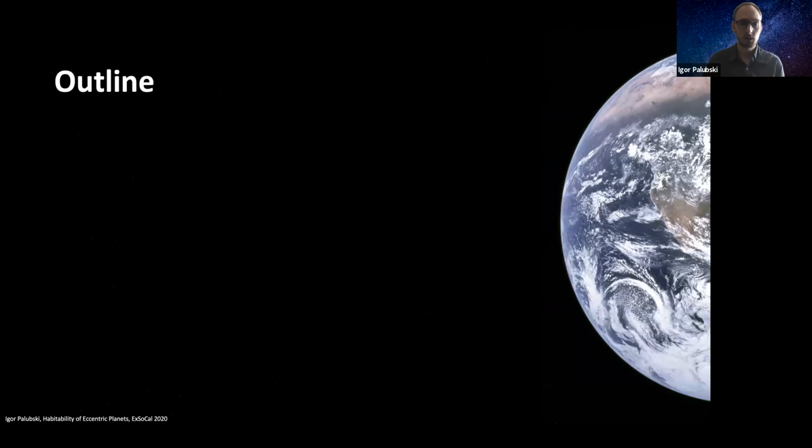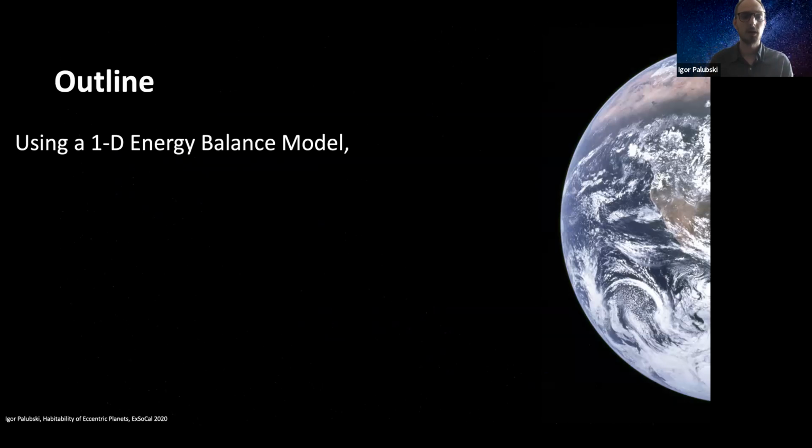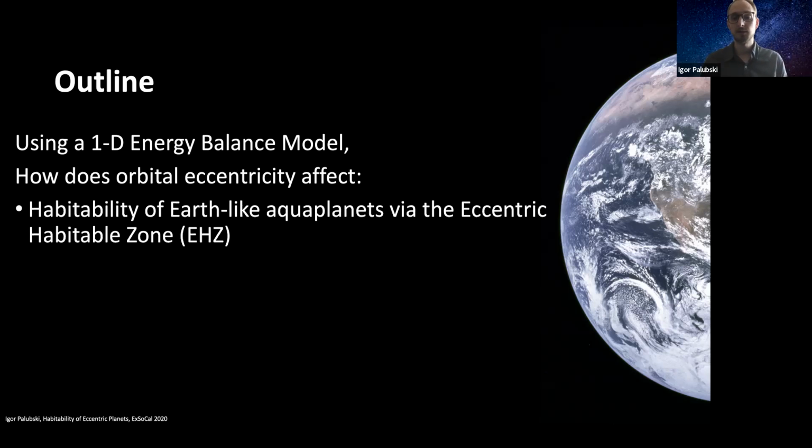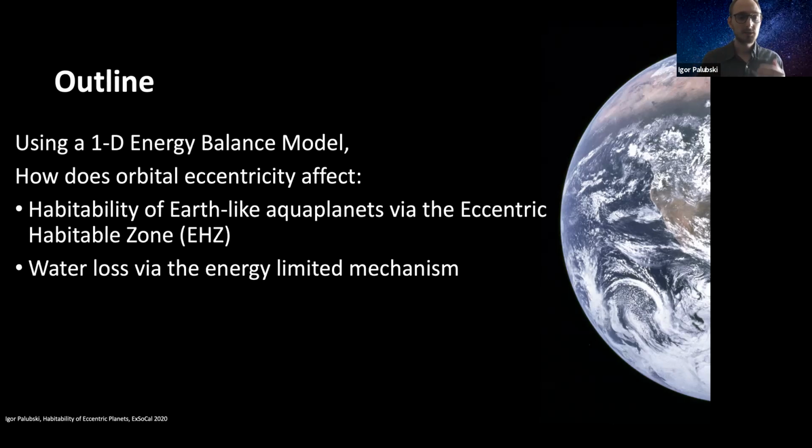So for the remainder of my talk, I would like to give you this quick outline of what I will talk about. So for this project, we've used a one-dimensional energy balance model, which we use to answer the following three questions. How does orbital eccentricity affect the habitability of Earth-like planets, aquaplanets? And we'll answer that by looking at this eccentric habitable zone. How does eccentricity affect water loss via the energy limited mechanism? And then finally, if time permits, we'll look at how it affects climate bistability.